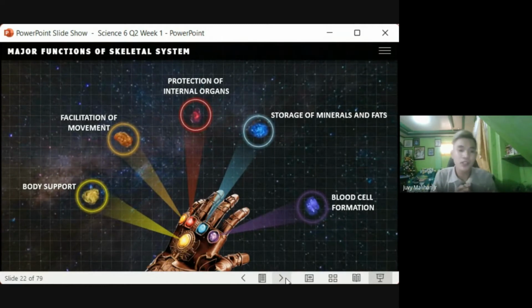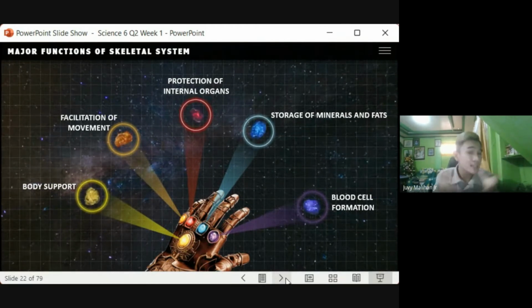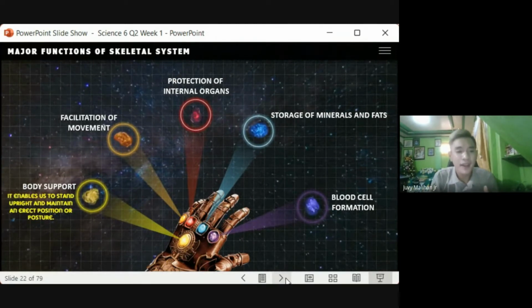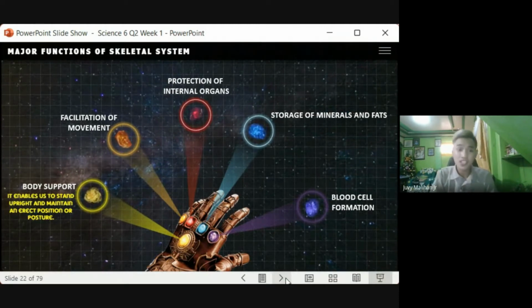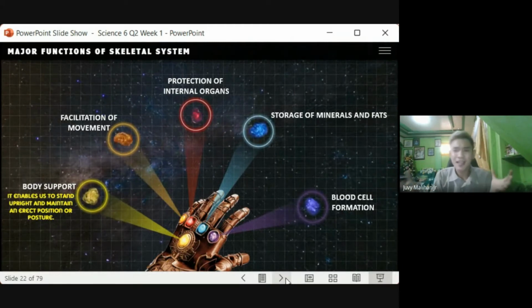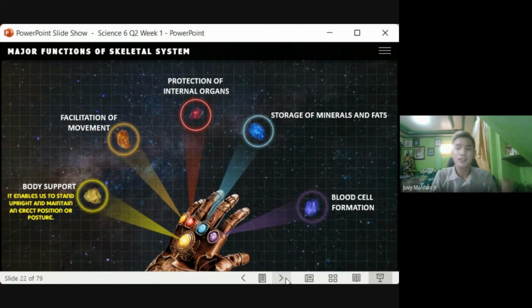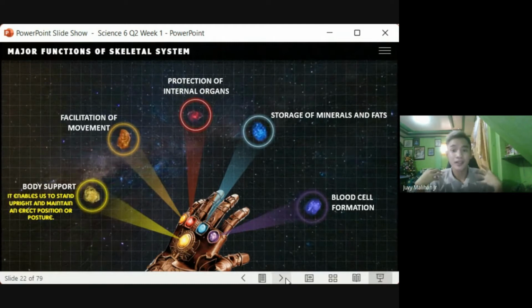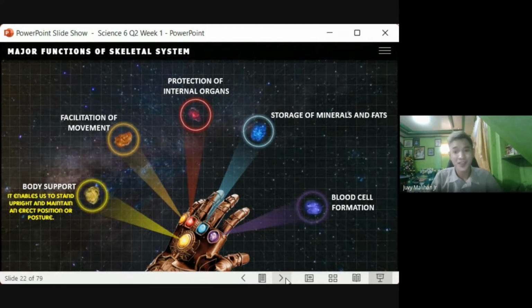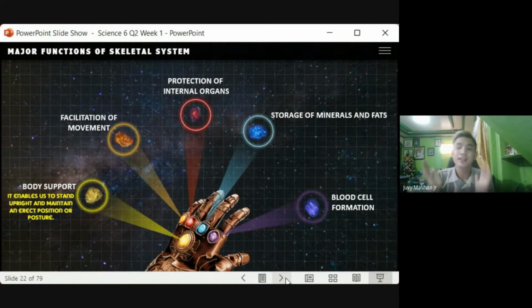So first, we go to body support. Okay, so the skeletal system works as a body support for the whole body. Okay, so it enables us to stand upright and maintain an erect position or posture. Okay, so what does this mean? So the skeletal system class determines the general shape of our body, just like us males. Okay, so the male develops a broad shoulder than females. Okay, while female naman forms wide hips, okay, balakang, and also lips. Okay? And lahat ng yan ay dahil sa skeletal system.